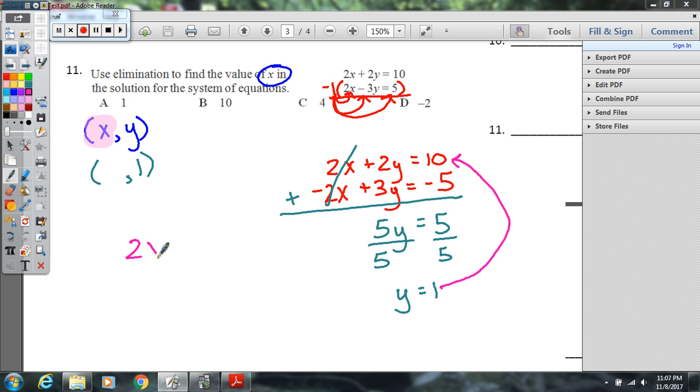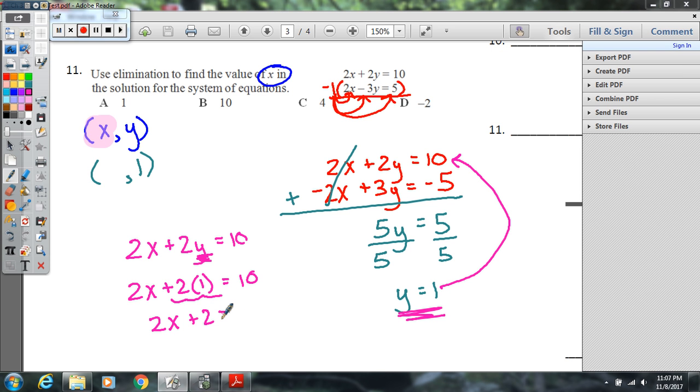So instead of writing 2x plus 2y equals 10, guys, I know that y is 1. So I'm going to come to where this y is, and I'm going to put a 1 in. So now I'm going to simplify. 2 times 1, that's going to get me 2x plus 2 equals 10. Now I have to minus 2 from each side. That gets me 2x equals 8. And now I'm going to divide each side by 2. Well, guys, doesn't that get me x equals 4? So now I know my x value.